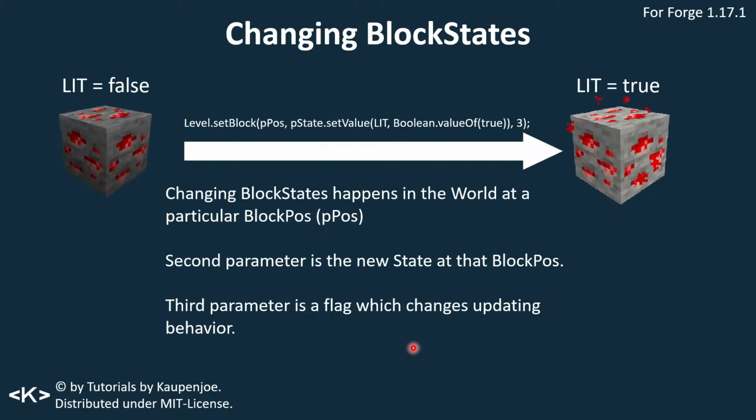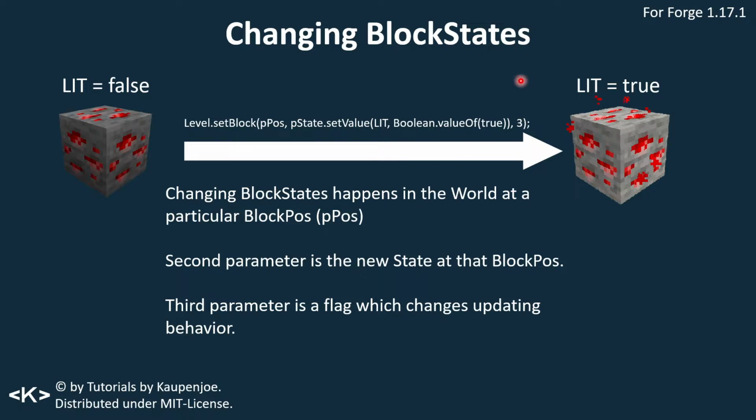Now, how can we change this? Well, it actually is fairly self-explanatory, or actually fairly easy. So changing a block state works by having a level somewhere. So we have to have a level parameter, for example, or we just have to have the level set block at a particular position, and then saying, hey, at this position, the value of a particular block state property is now this. So this looks a little bit confusing maybe at first, but no worries at all.